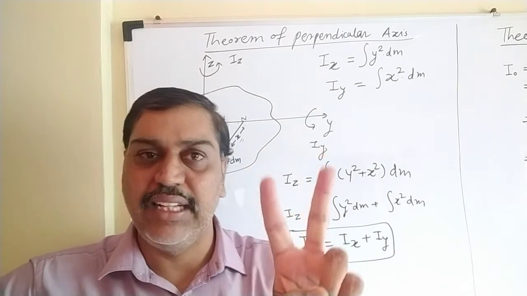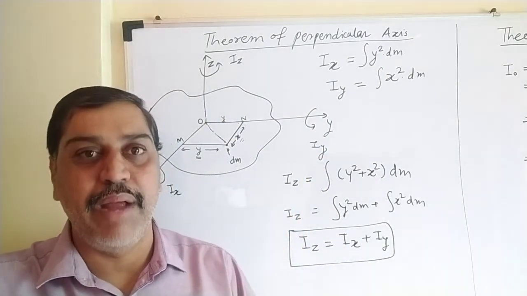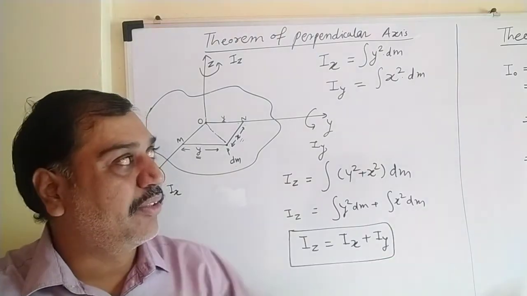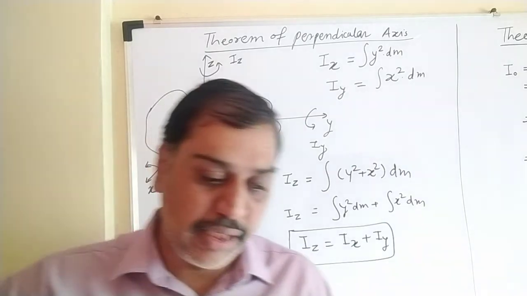If two axes are parallel, one of them passing through the center of mass and the other passing through any point of the object, then we can use the theorem of parallel axis. Now these are the two theorems. You must learn these two theorems.